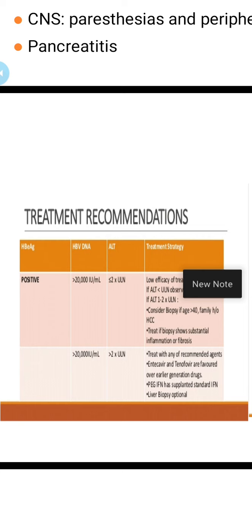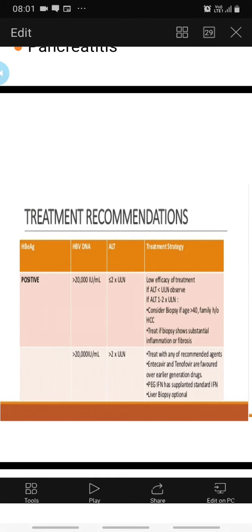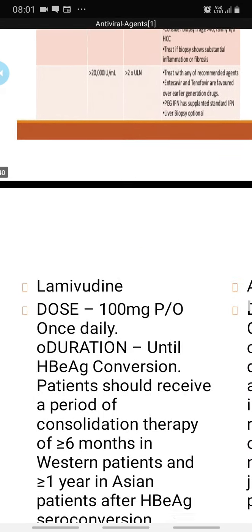Pegylated interferon, that means polyethylene glycol attached interferon, is more commonly used, and liver biopsy is not needed if HBV DNA and ALT are high. But if ALT is low, then we need to do a liver biopsy to show how much liver damage there is, and accordingly, if there is already substantial inflammation and fibrosis, then we can start antiviral treatment.